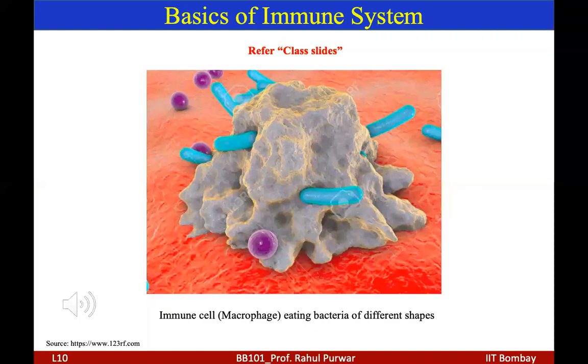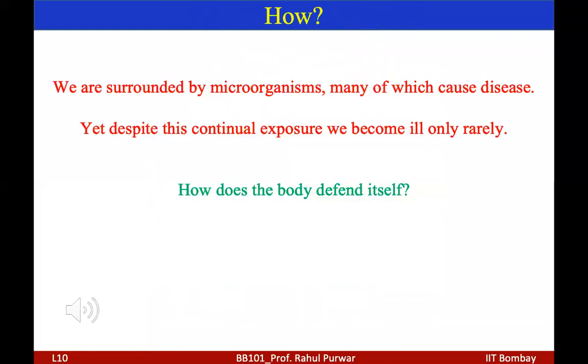So the immune system, in a very simple word, is the system that protects our body against a very different variety of pathogens. It's a very important question, because we are surrounded by so many pathogens, so many microorganisms which can cause disease. We are continuously getting exposed to the majority of these pathogens.